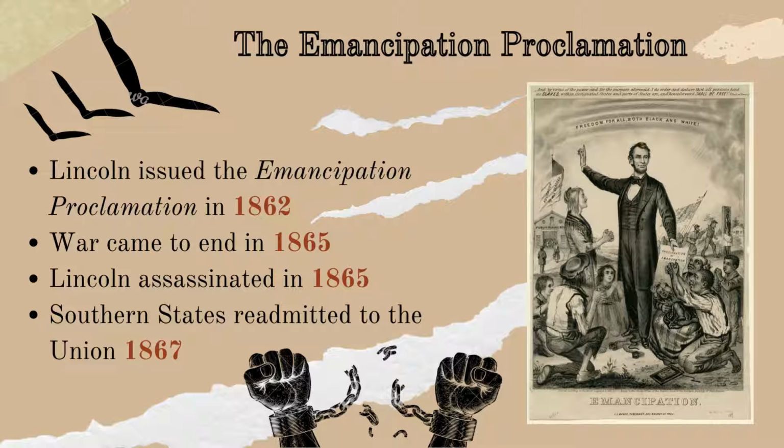Lincoln was assassinated in 1865, and the new president, Andrew Johnson, had to attempt to reconcile former enemies. Under the Reconstruction Act of 1867, the southern states were readmitted to the Union.